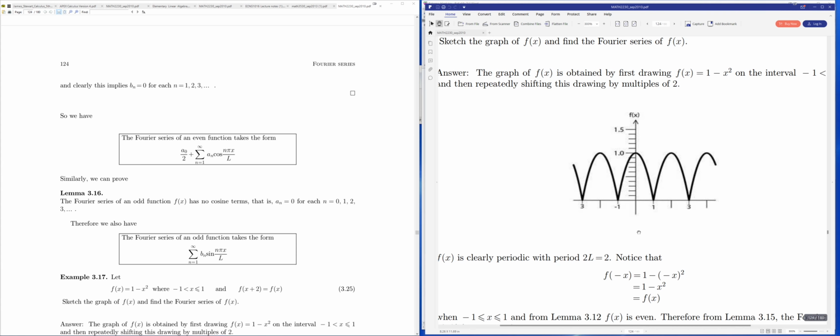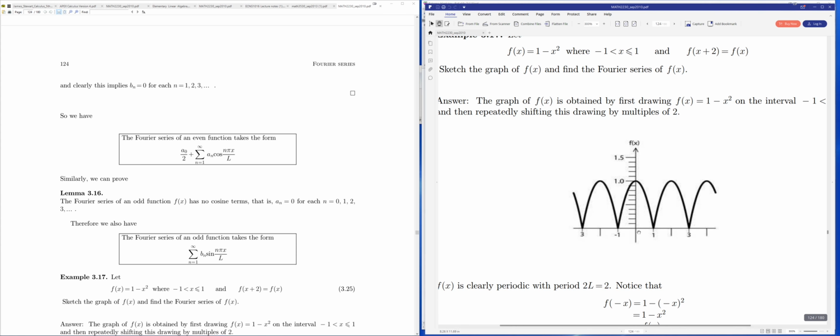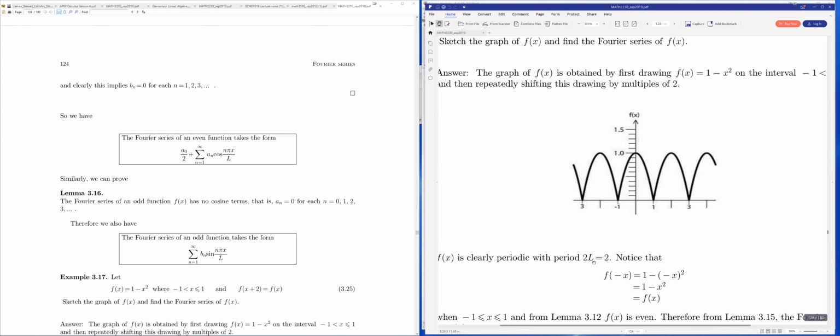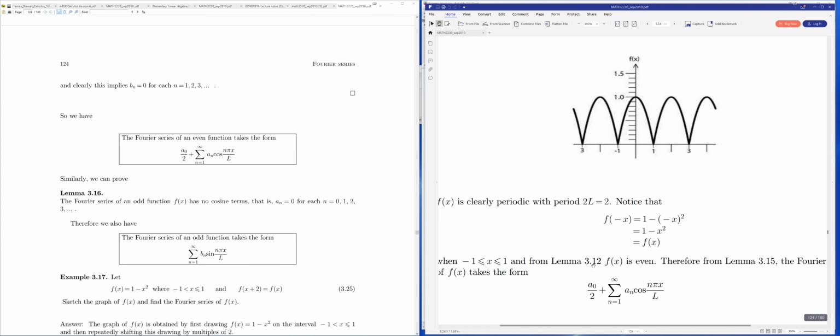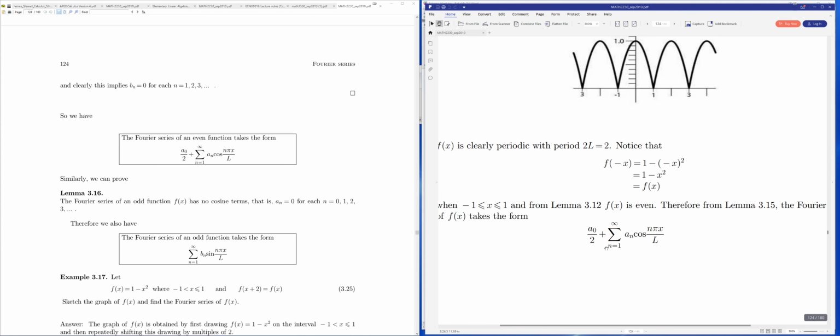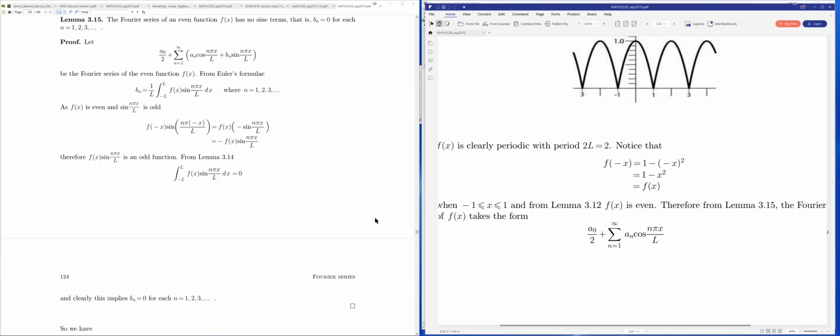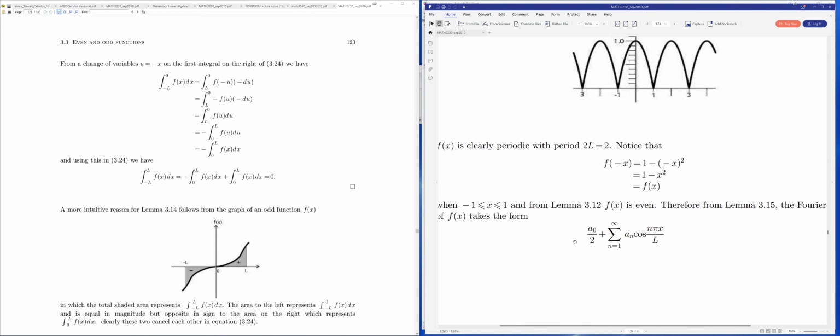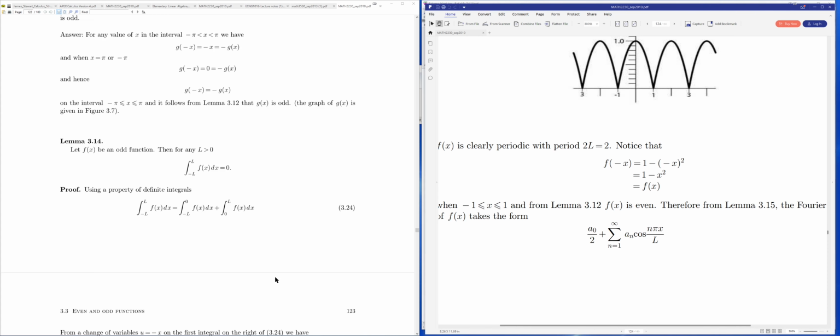What I need is the period. The period 2L is equal to 2, which is specified over here, so that tells me that L is equal to 1. This is the form of my Fourier series, but I still need to calculate the a's. I do not need to calculate the b's. I just need to calculate a0 and an.